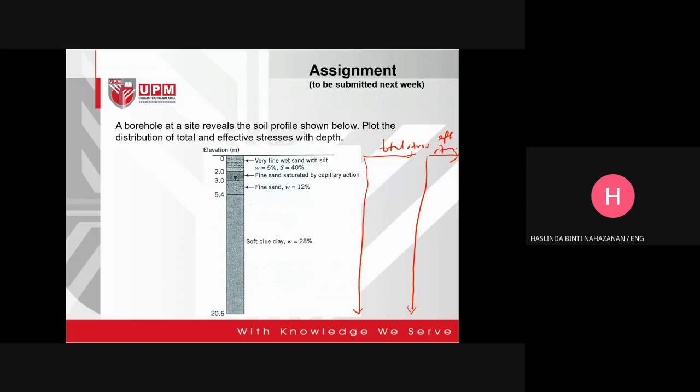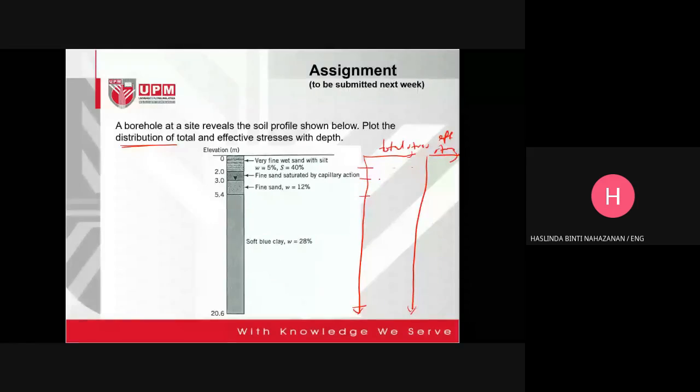Okay, when I say distributions, I would like to know how much stress at all layers. Here we are talking about 2 meters, 3 meters, 5.4 meters and 20.6. So how much is the total stress at this point? At this point? At this point? At this point?